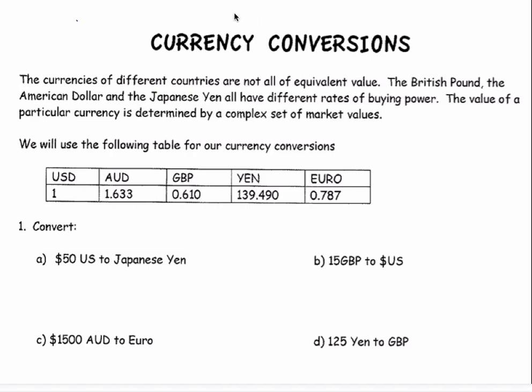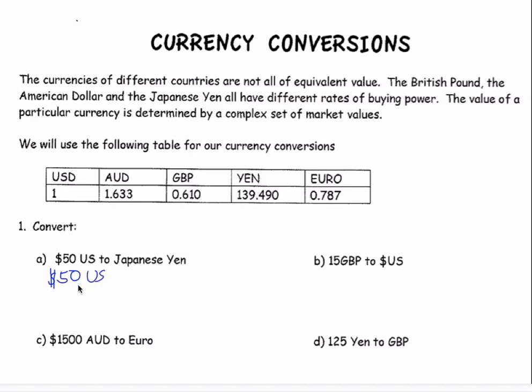Alright, so the first example here, conversion table. We see that 1 US dollar is 1.633 Australian dollars, and then we have Great British pounds, yen, and euro here. So we want to convert 50 US dollars to Japanese yen. 1 US dollar is about 139 yen. So we could multiply by 50, but what works every single time is to set up a proportion. So I'm going to do it that way as well.